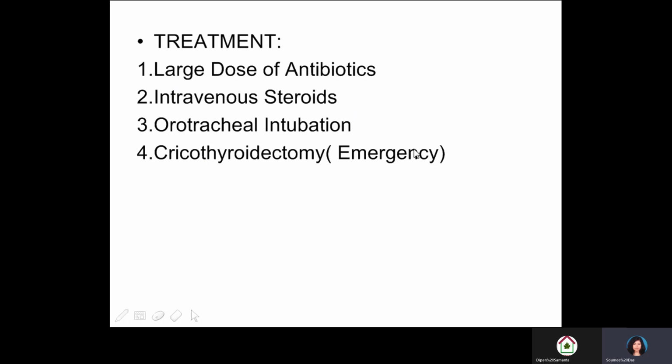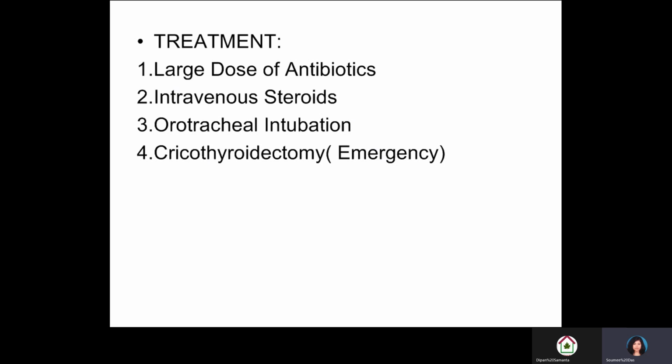Next is cricothyroidectomy. In an emergency, when epiglottitis has progressed to a huge extent, with involvement of the cricoid and thyroid, the patient cannot breathe properly, the condition is very severe, the patient is going into shock, and there is severe generalized toxemia in the body, cricothyroidectomy is done to remove the damaged or severely affected area which is causing obstruction in the airway, and to reduce the toxemia or bacteremia in the body. We do emergency cricothyroidectomy, the removal of cricoid and thyroid from the patient.